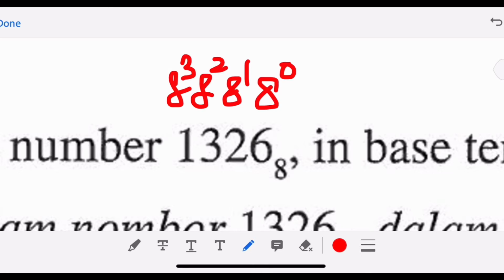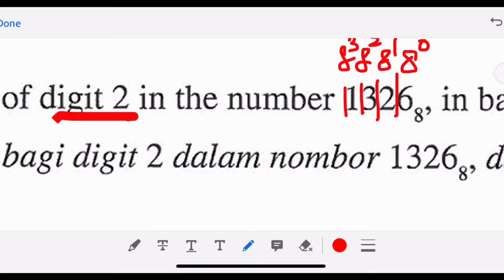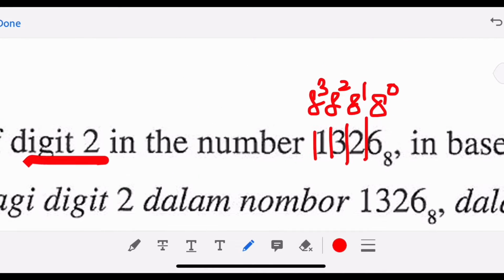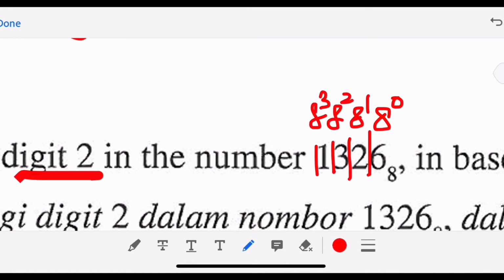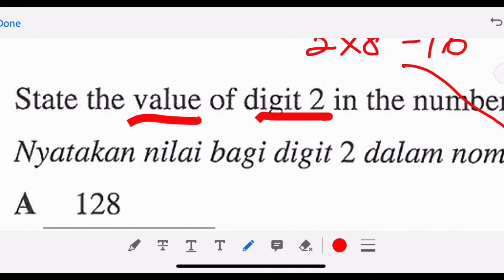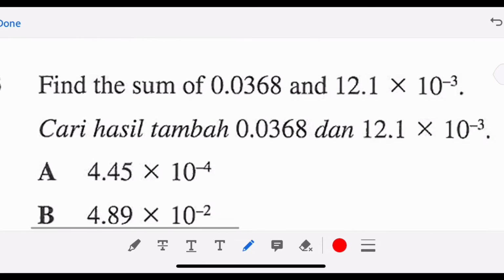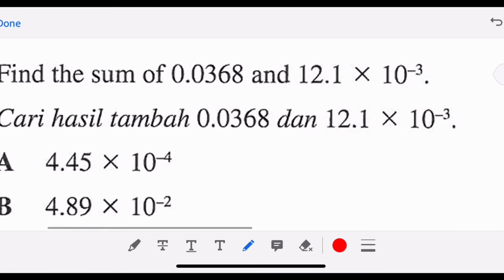So we start from the right to left: 8 power 0, 8 power 1, 8 power 2, and 8 power 3. Alright, please follow the way to label, okay, so that you are aware that that is a place value since it is base 8. So we will use expansion, so it will be digit times the place value, so 2 times 8, so your answer is 16.